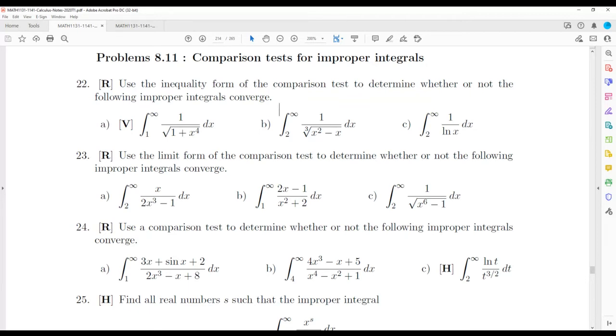Oh, actually, let me put a poll up. Okay, so 22B converges. I'm going to ask a question here. 22B converges. Is it yes or no? Okay, I want everyone to have a go at this one.